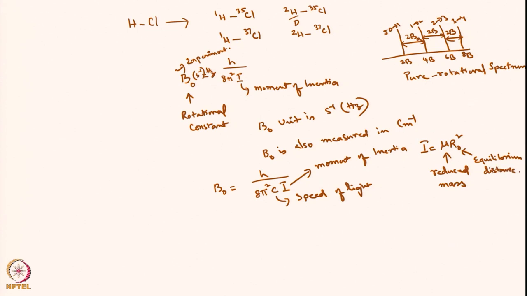In one experiment, what they found was that for 1H35Cl, the value of B naught was equal to 10.44 centimeter inverse. And similarly, for 2H35Cl, the value of B naught is equal to 5.39 centimeter inverse. So you see, when I substitute the hydrogen with deuterium, there is a drastic change in the value of B naught. This is what I call the isotope effect.